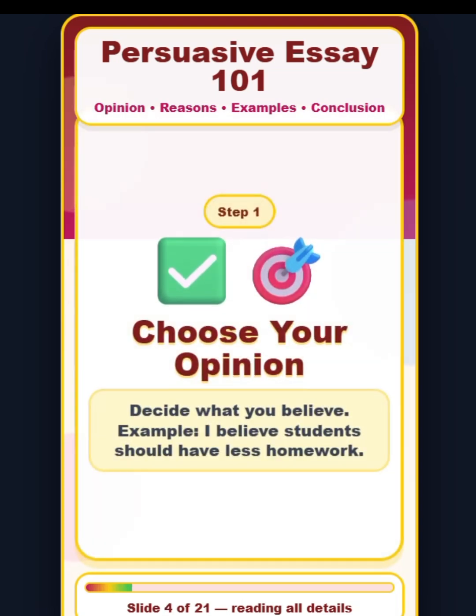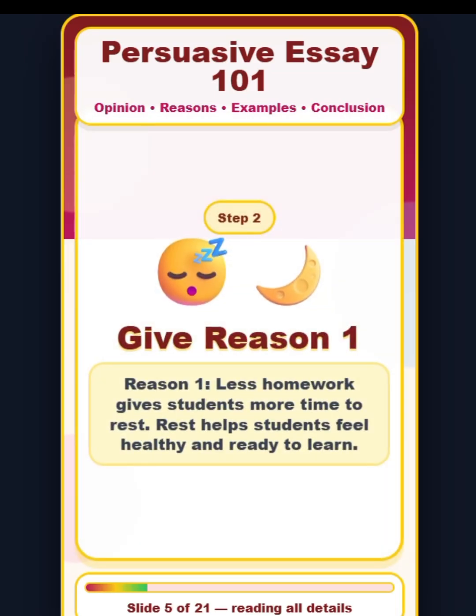Step 1. Choose your opinion. Decide what you believe. Example, I believe students should have less homework. Step 2. Give reason 1. Less homework gives students more time to rest. Rest helps students feel healthy and ready to learn.